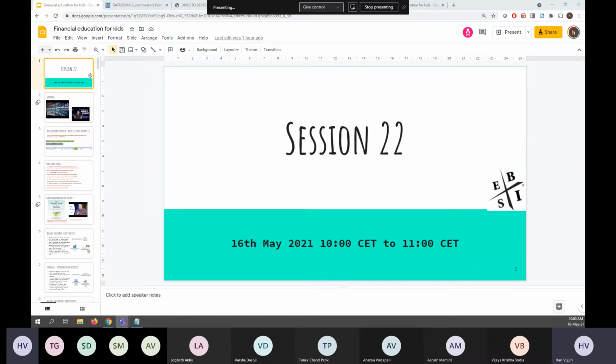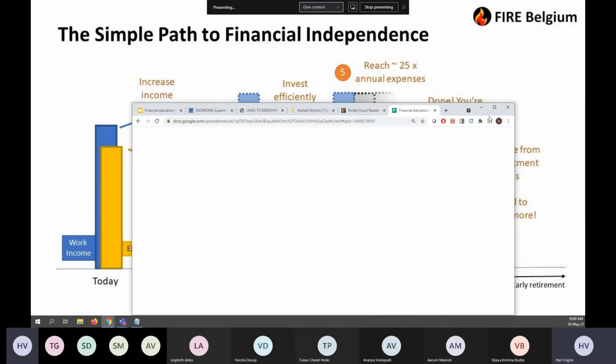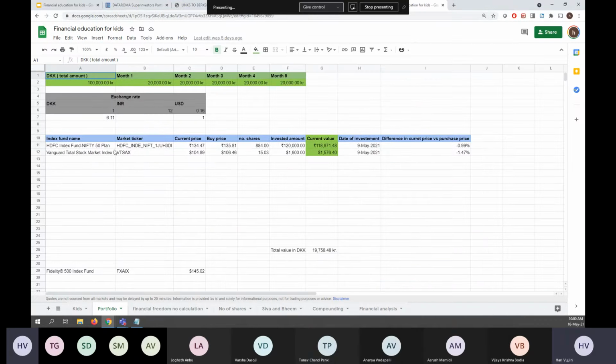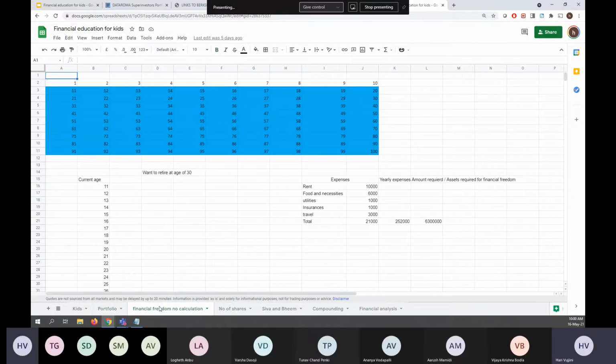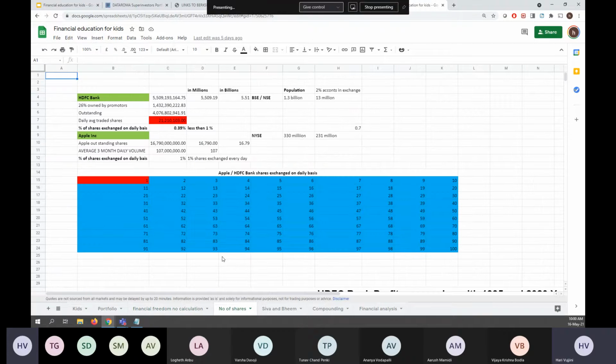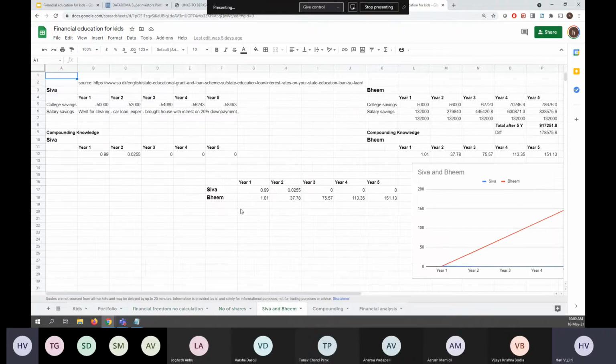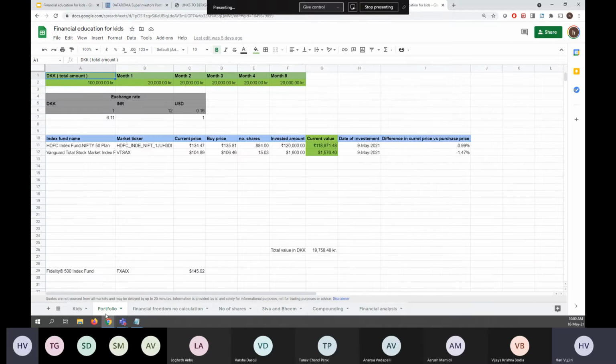So it's 10. Let's start. Okay. So, let's look at this portfolio which we talked about. I created a sheet here. I guess you all have the link of this sheet we have been using. This is the same sheet where we talked about the number of shares and Shiv and Beam, how they invested and how they grew their money. Within the same sheet, I created another sheet called portfolio.